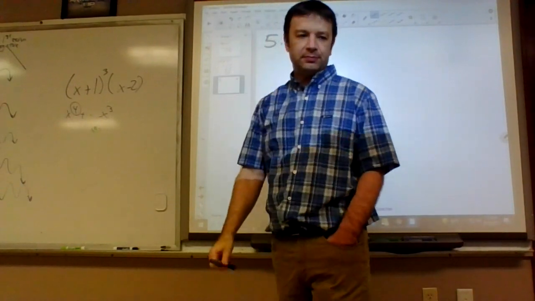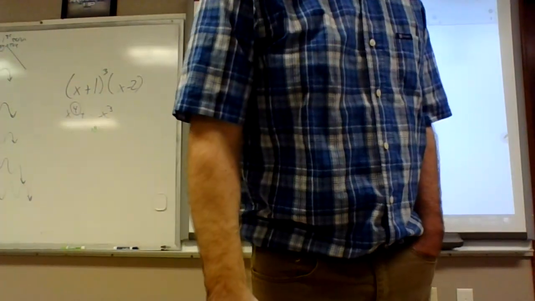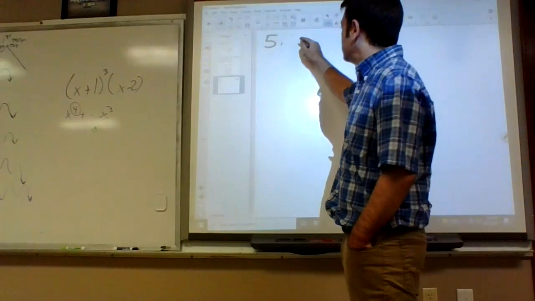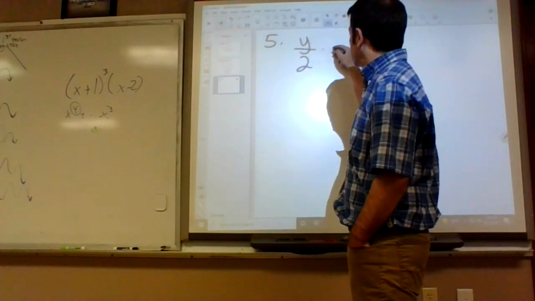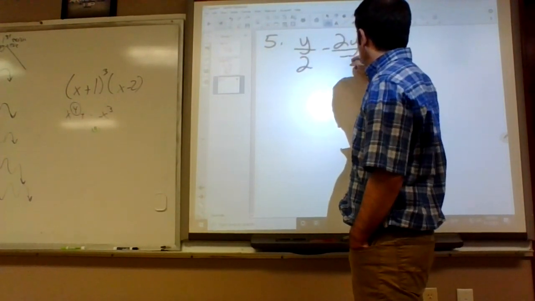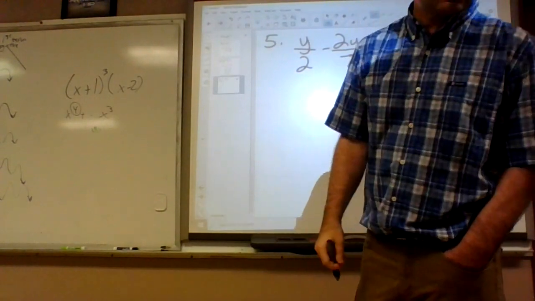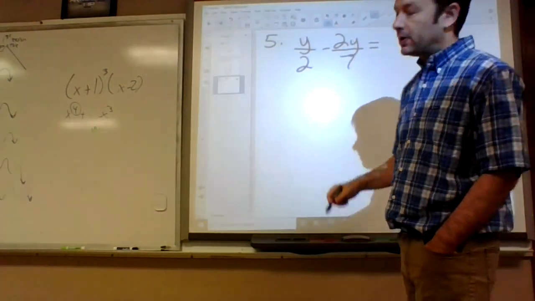21. y over 2 minus 2y over 7 equals 25 over 7.